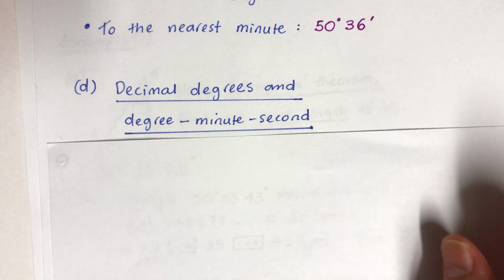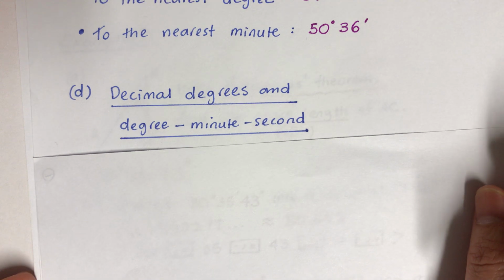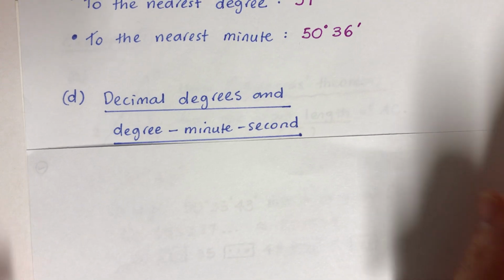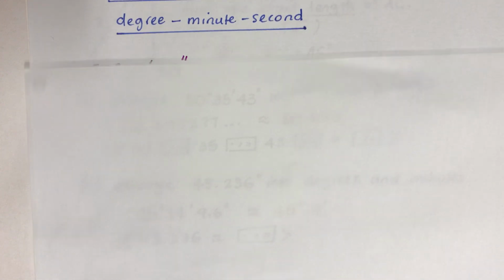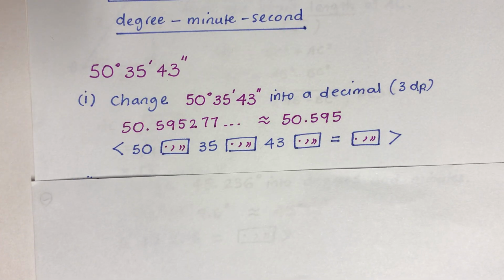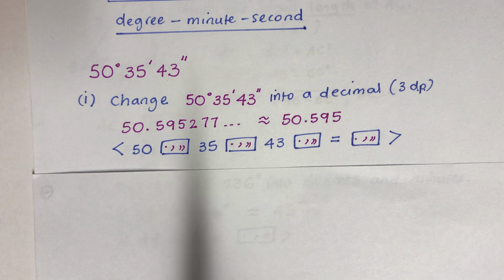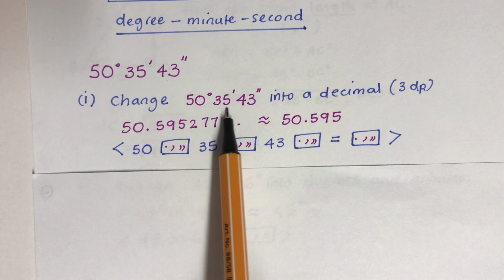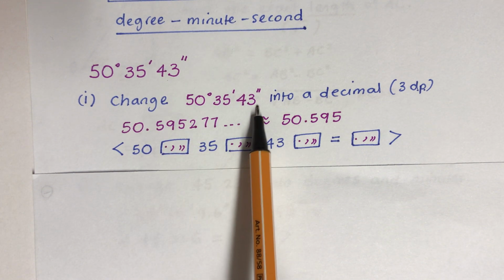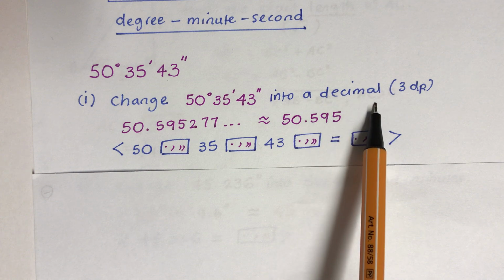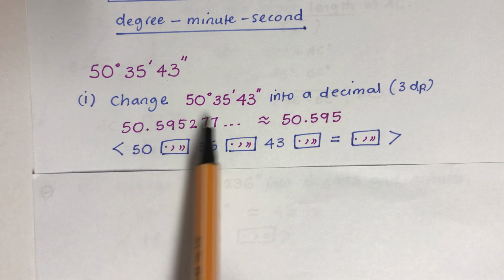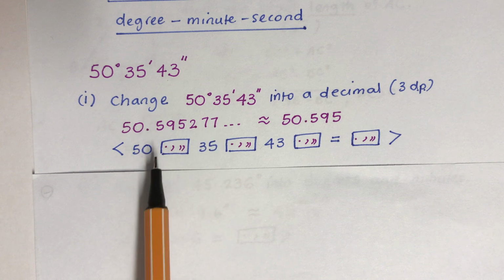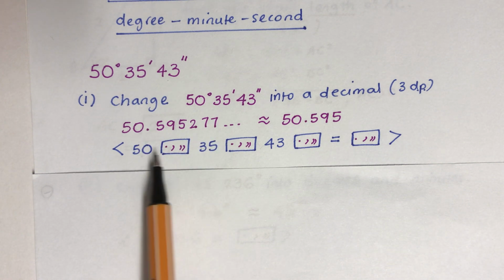Now we want to change decimal degrees into degrees, minutes and seconds. Okay, let's have a look at examples. Change 50 degrees, 35 minutes, 43 seconds into a decimal, to 3 decimal places. If you put that in your calculator, this is what you have to do.